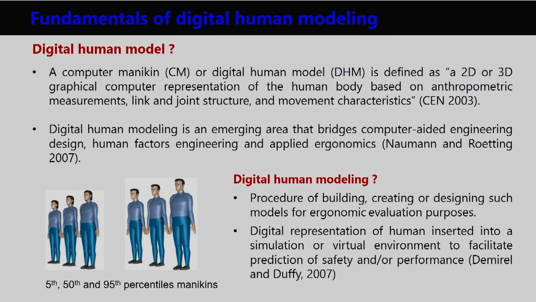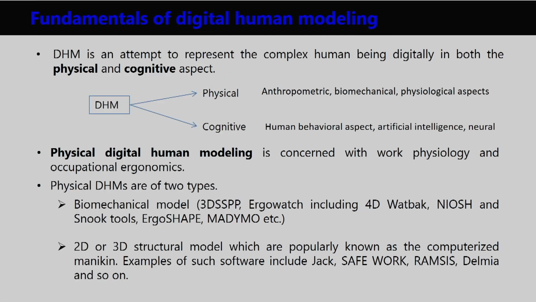Now, digital human modeling as the process. This is the procedure of building, creating or designing such models for ergonomic evaluation. It is the digital representation of human inserted into simulation or virtual environment to facilitate prediction of safety and or performance, as defined by Demirel and Duffy 2007. Now, digital human model is an attempt to represent the complex human activity digitally in both physical and cognitive aspects. So, complex human activity is represented in terms of physical and cognitive aspects in digital environment.